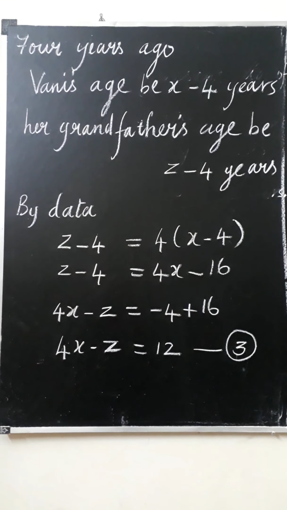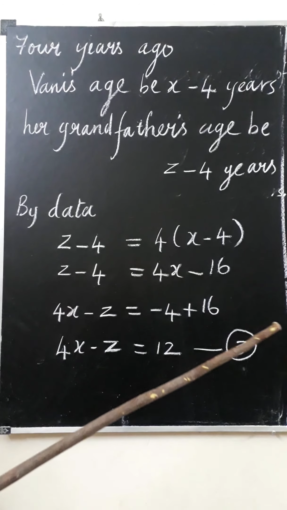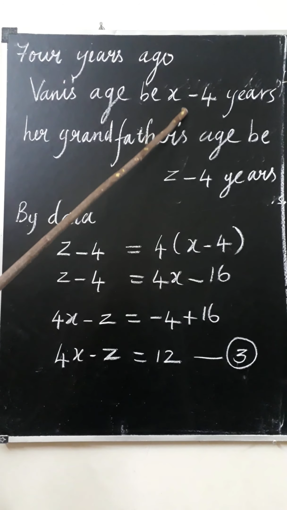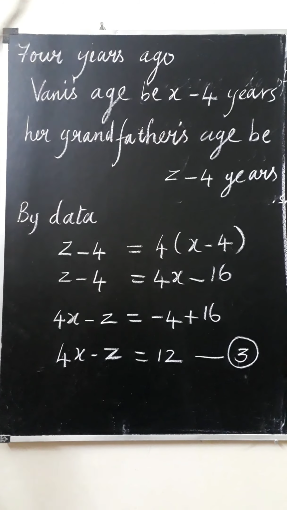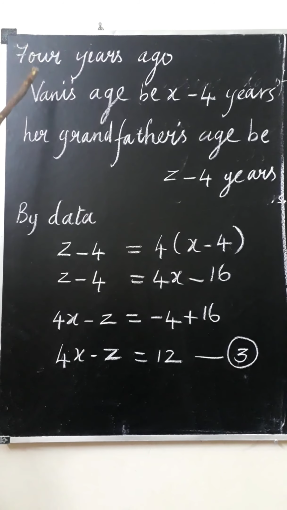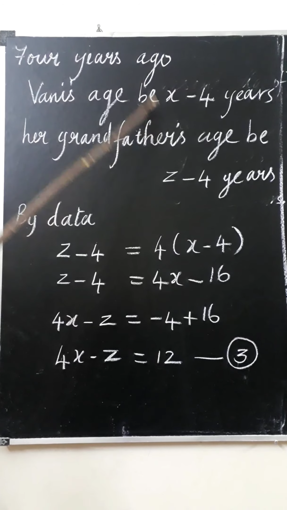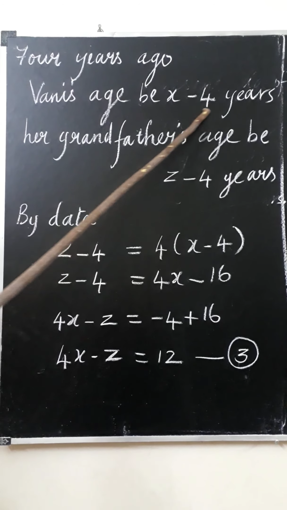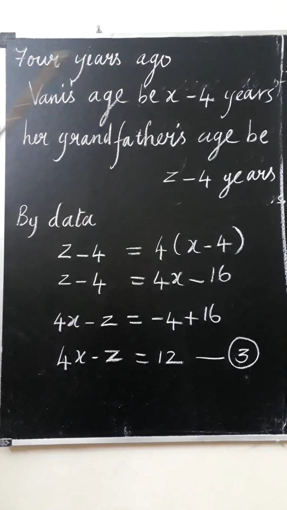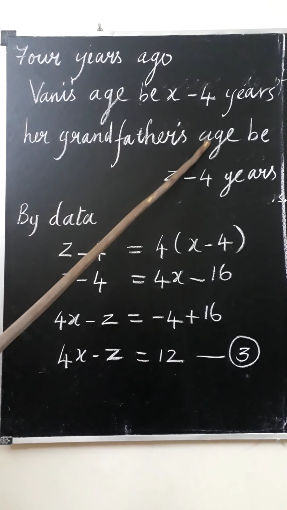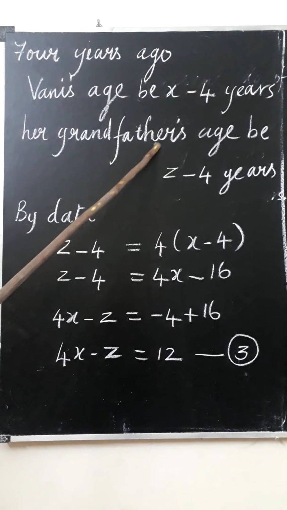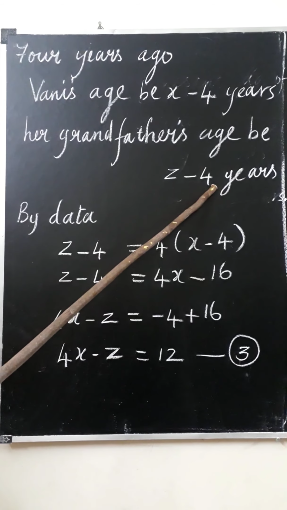Then, to form the third equation, we have to assume the age of Vani and her grandfather before 4 years. That is, ago 4 years means before. Present age of Vani is x. So Vani's age before 4 years is x minus 4. From the present age we have to subtract 4. Her grandfather's age before 4 years is z minus 4.